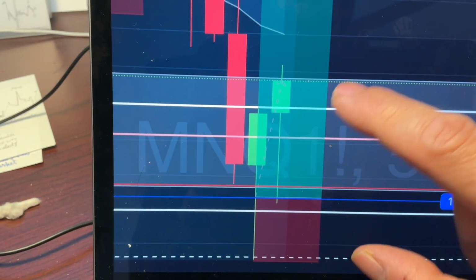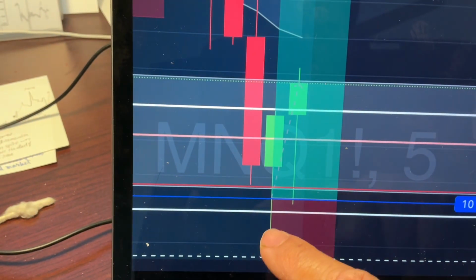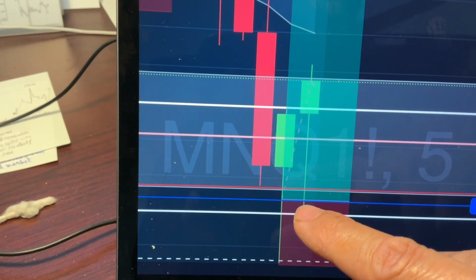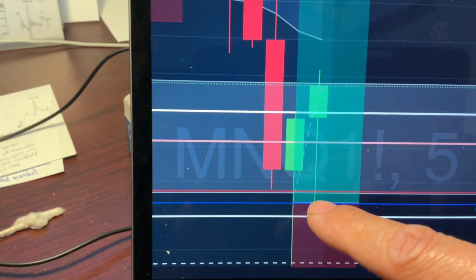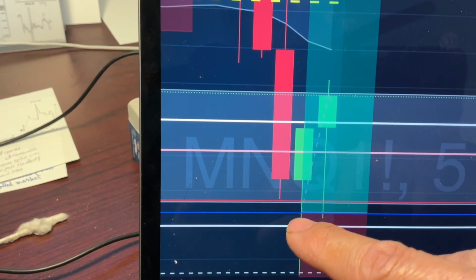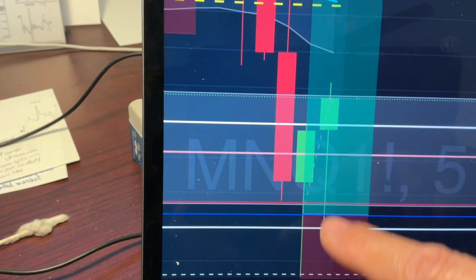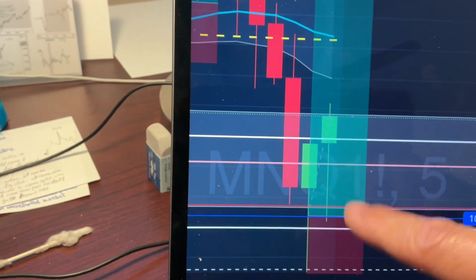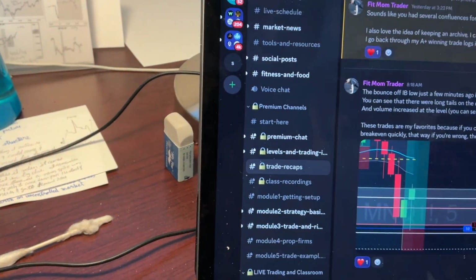That's the 1 minute retest. She did not get in right here. She got in more on this little retest. It would have been nearly impossible to get in right there. You'd have to sit through this retest anyway, so you might as well just come over here and grab the retest.